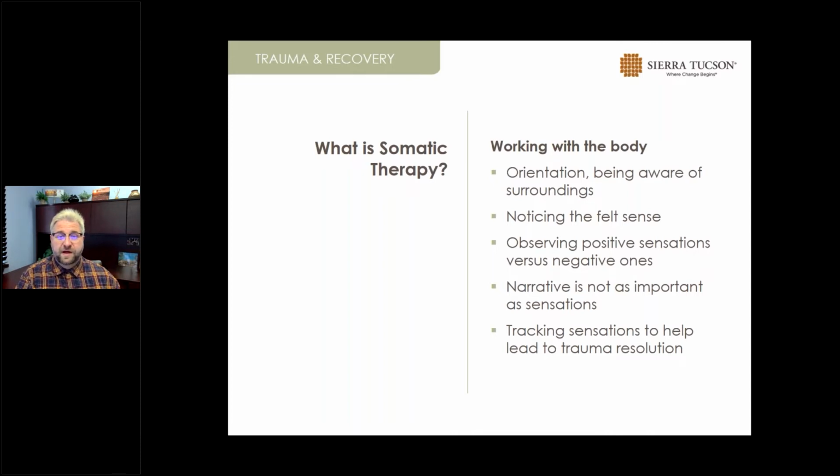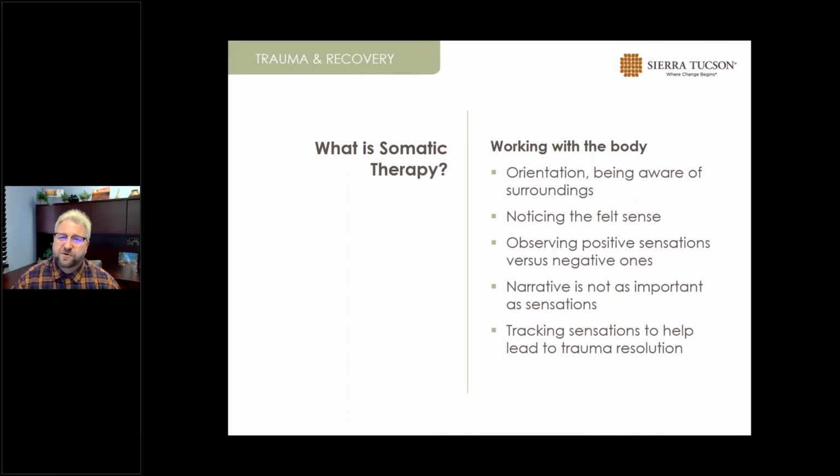Like, what do you notice around you? What does the air feel like around you? How does the ground feel below your feet? That's a way to start orienting someone who can't touch into their bodies yet. The next thing we do is notice the felt sense. We support them in noticing any sensations that might come up. They might not be able to notice sensations, or they might notice sensations inside.